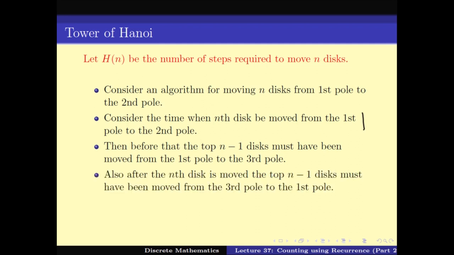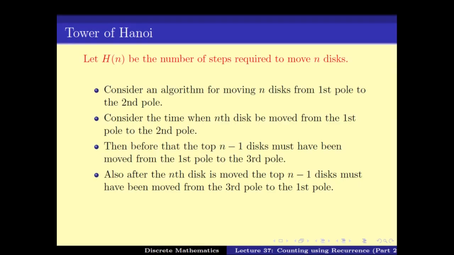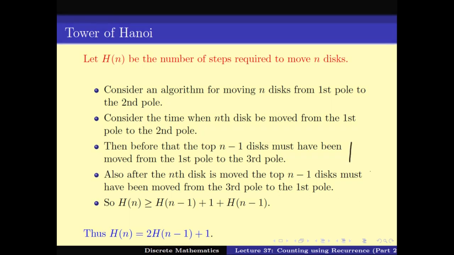And of course, to complete the game, after I move the nth disc to the second pole, the n minus 1 discs must have been moved from the third pole to the second pole. So the number of steps is H_{n-1} here, H_{n-1} here, and the 1 move here. So it is 2 times H_{n-1} plus 1. So in other words, from the previous slide and this slide, H_n is actually equal to 2 times H_{n-1} plus 1.